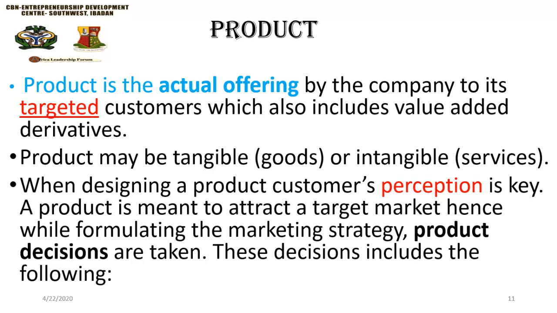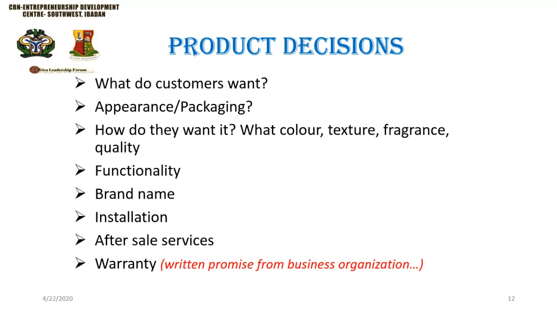A product is meant to attract the target market, hence while formulating the marketing strategy, product decisions are taken into consideration. And these decisions, ladies and gentlemen, include the following. What do customers want? This is part of the perception. What I actually want, you need to know. What is the appearance and the packaging of that product? You need to consider this. How do they want it?